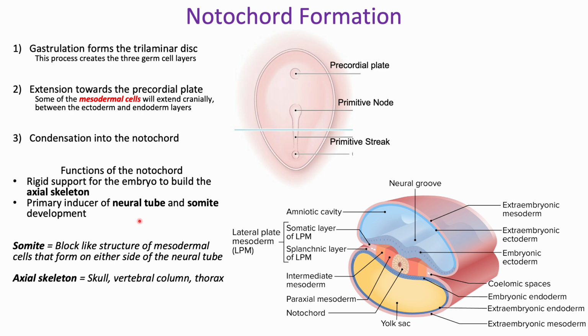Now, a couple of definitions that I want to point out. A somite is basically a building block of mesoderm that is going to be situated on either side of the neural tube when it forms, and it's going to give rise to the muscles of the axial system as well as the skeleton within the axial system. And the axial skeleton specifically refers to the skull, the vertebral columns, and the thorax.